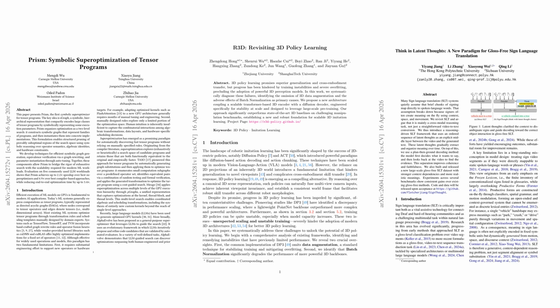Today's episode dives into three striking ideas shaping modern AI: symbolic superoptimization for tensor programs, a more stable path to 3D policy learning, and a new way to make sign language translation think before it speaks. From faster kernels and stronger robot control to latent reasoning over human motion, these papers show how smarter structure, not just bigger models, can unlock major gains. Stay with us as we unpack what these breakthroughs mean and why they matter.